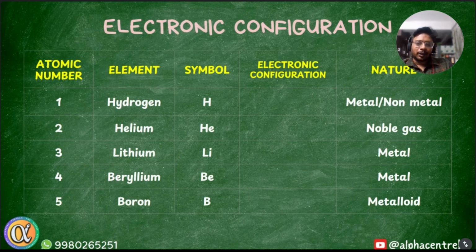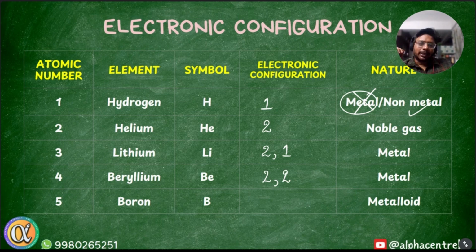What is the electronic configuration of hydrogen? One. What about helium? Two. Lithium? Two, one. Next, beryllium? Two, two. Okay, this is again a metal.